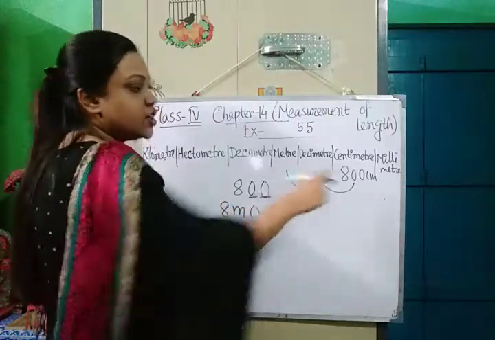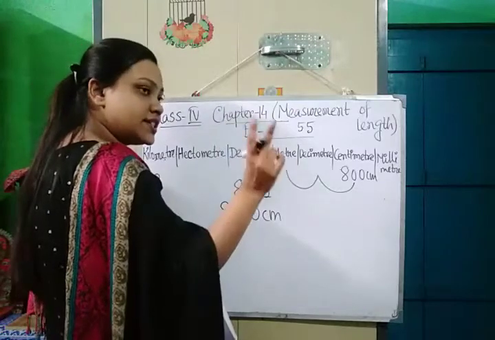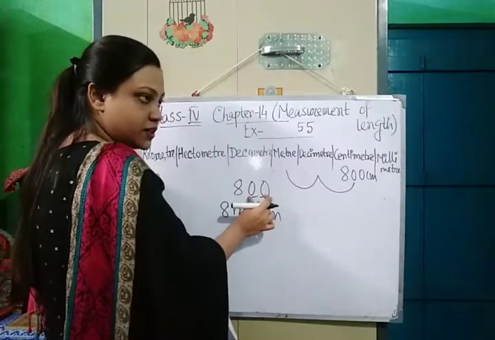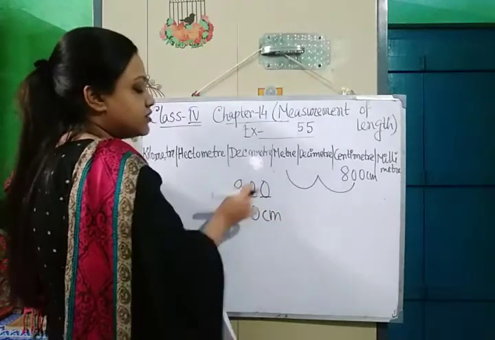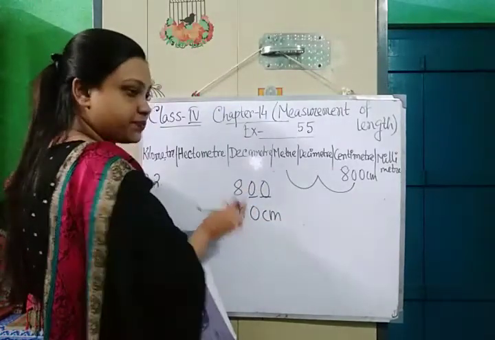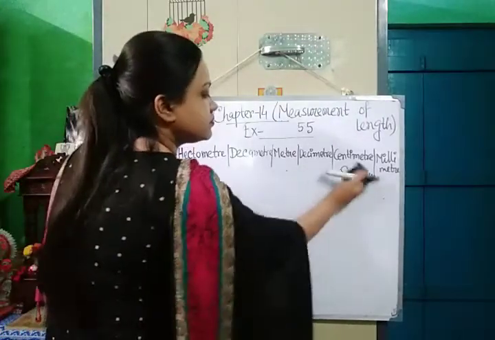Again I am repeating, we are moving to the left 2 places, 1, 2. So we will take 2 digits from the extreme right of the number, from the end of the number. That will be centimeter and the remaining digit will be meter. For another example, I am doing the next one.